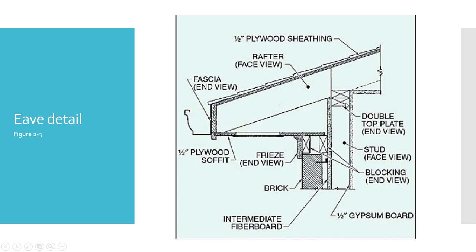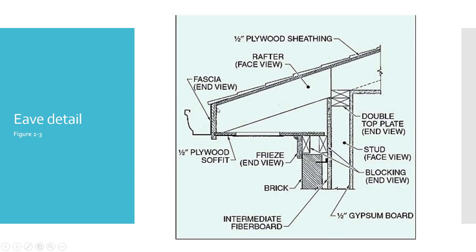This is your double top plate. This piece coming down at an angle is your roof rafter, and it is also in face view. Sitting on top of the roof rafter is the plywood sheathing, and on top of that we have the actual roof members. That's probably asphalt shingles, although they don't have it called out.